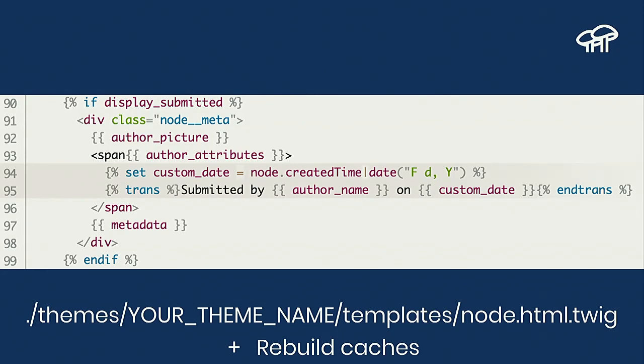And translation tags in Drupal 8 only work with scalar values. That means either strings, numbers, integers, or number floats. If you try to pass node.createdTime pipe date, the filter will not be applied. Filters and functions do not apply within the trans and ntrans. So that is why Drupal doesn't do it, and that is why we are required to have an extra variable. But for the most part, you just directly print whatever you need.